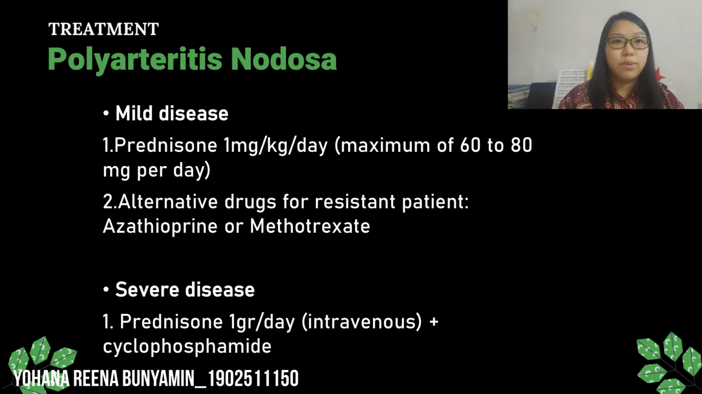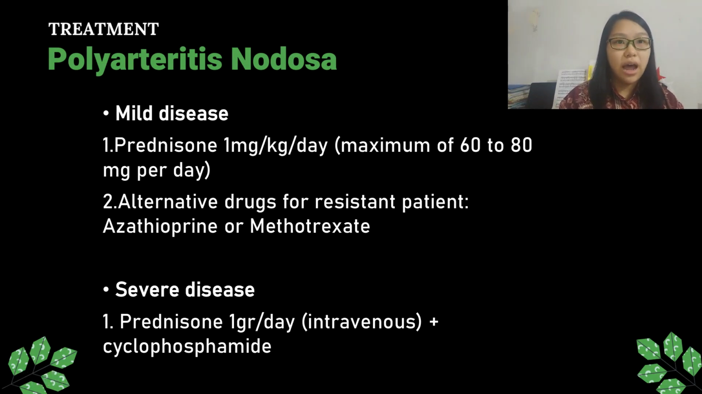So now I will explain about the treatment of polyarteritis nodosa. Polyarteritis nodosa has mild and severe forms, and the treatment is based on the severity of the disease. For the mild disease, we can use glucocorticoid such as prednisone 1 mg per kilogram per day with a maximum of 60 to 80 mg a day. This dosage is given over a month and slowly reduced over 6 to 8 months.